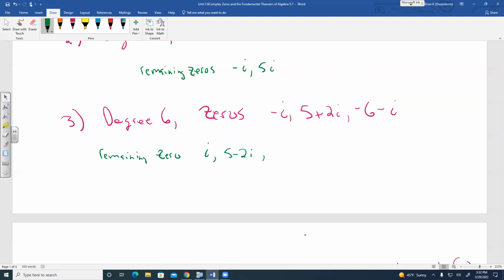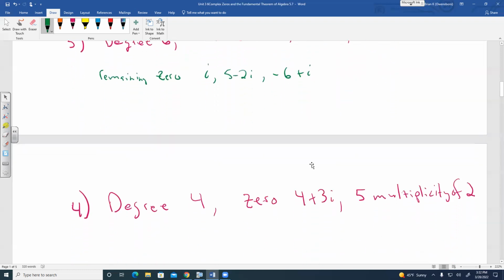So if I have a negative 6 minus i, notice how I keep the negative 6, but the negative i turns into a positive i. So it's the imaginary part that changes sign, not the real number part. So that would be my 6 different zeros. The negative i would give me the positive i, the 5 plus 2i gives me the 5 minus 2i, and the negative 6 minus i gives me the negative 6 plus i.